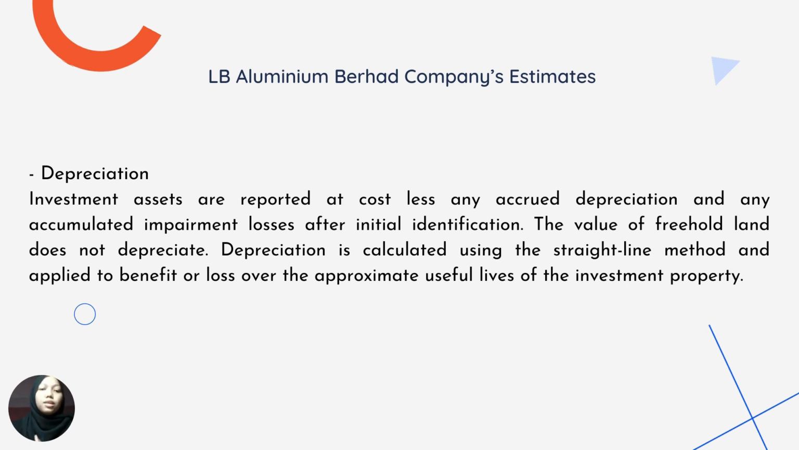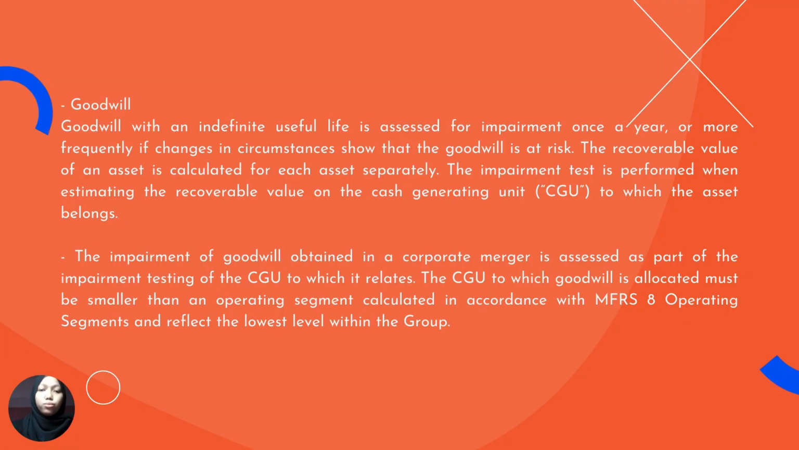For depreciation, investment assets are reported at cost less any accrued depreciation and any accumulated impairment losses after initial identification. The value of freehold land does not depreciate. The next one is goodwill.